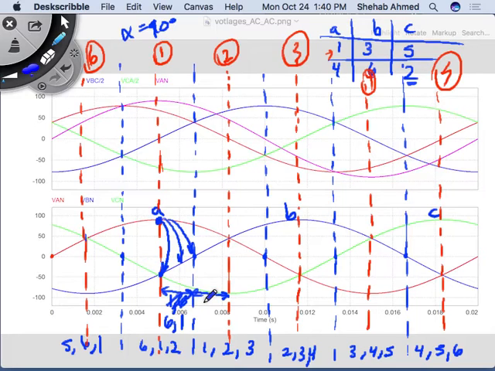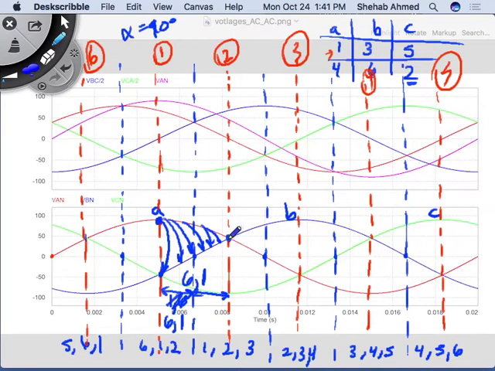So phase A and phase B would like to push current from the supply and return through phase C. But phase C cannot do that unless I fire thyristor 2. Thyristor 2 is not fired until here. So until this point, phase A voltage is higher than phase B voltage, which means I can always push current from phase A and return the current through phase B if devices 1 and 6 are on. So this is the case all the way until here. All of this period, it's 6 and 1.